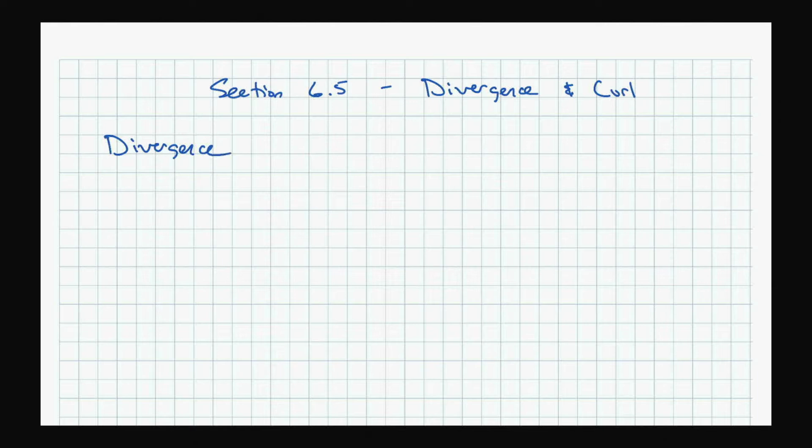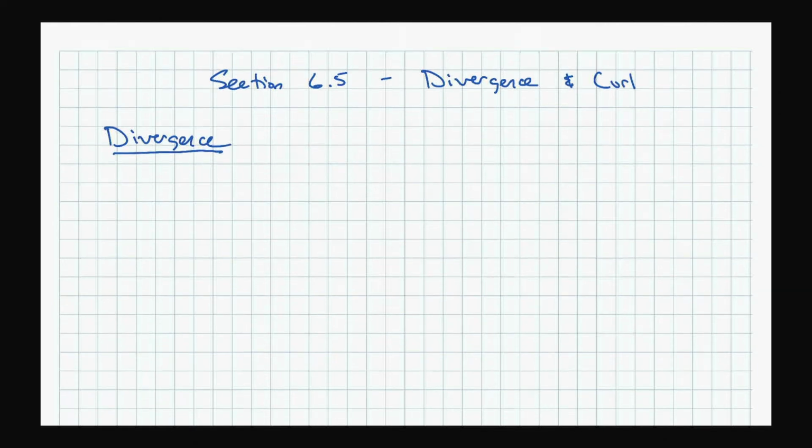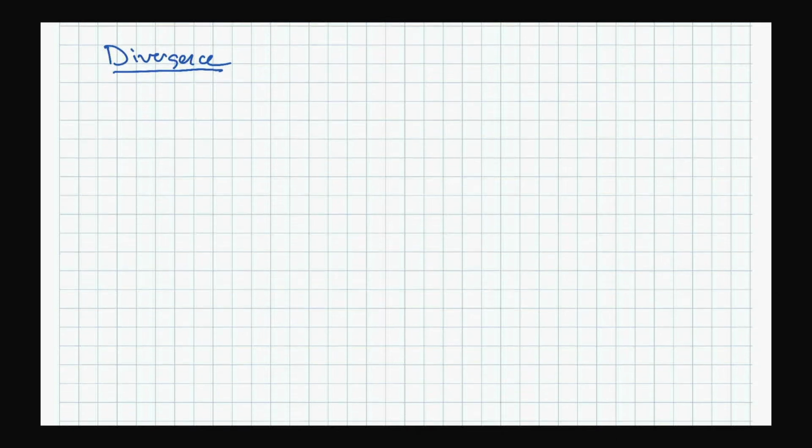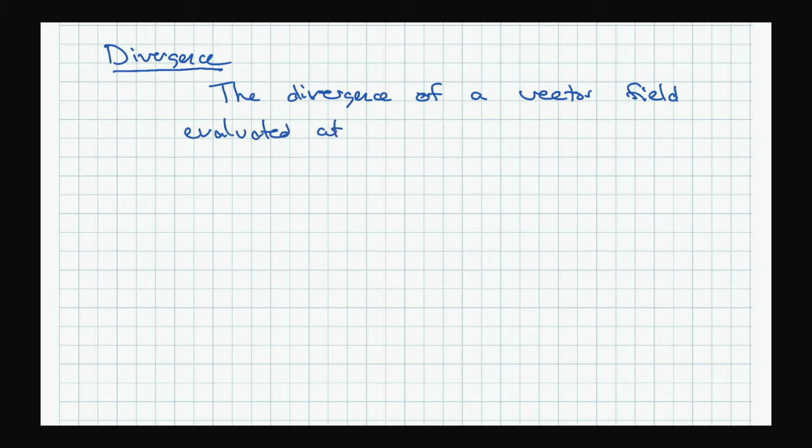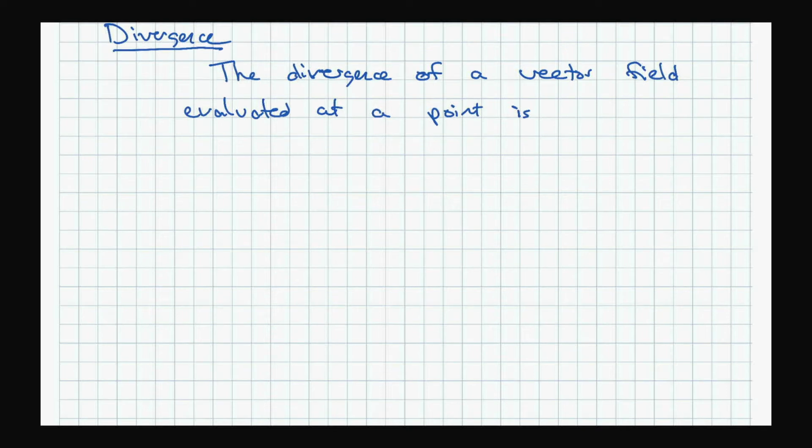So divergence. Okay. So the divergence of a vector field. So let me write it. The divergence of a vector field evaluated at a point is basically a number that will tell you how much fluid is leaving that point or entering that point.